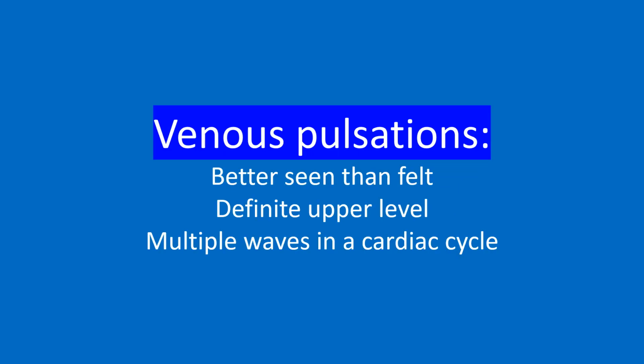An often asked question is how to differentiate between venous and arterial pulsations in the neck. The usual answer is venous pulsations are better seen than felt. Venous pulsation has a definite upper level and multiple waves in a given cardiac cycle, while arterial pulsation usually has only a single wave.